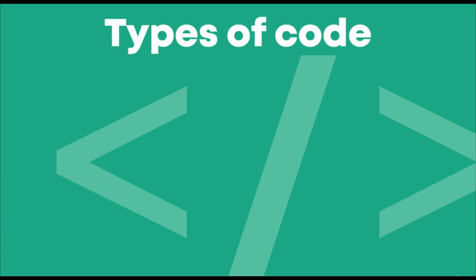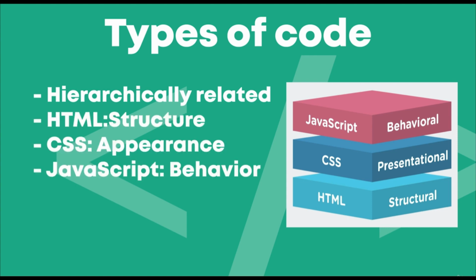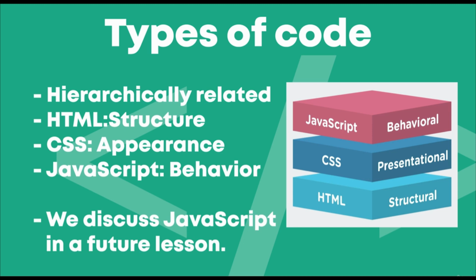So in web design, there are multiple different types of code, and these are hierarchically related to each other. The bottom fundamental layer of code is HTML. This provides the structure of the website. The next layer is CSS. CSS describes the appearance or presentation of the HTML elements. And finally, the top layer is JavaScript, which is used to control the behavior of or interaction with the different elements. So JavaScript is used if you want to include movement or calculations or interaction on your website. We will look into JavaScript in a future lesson, since we can create a basic website without using JavaScript and only using HTML and CSS.